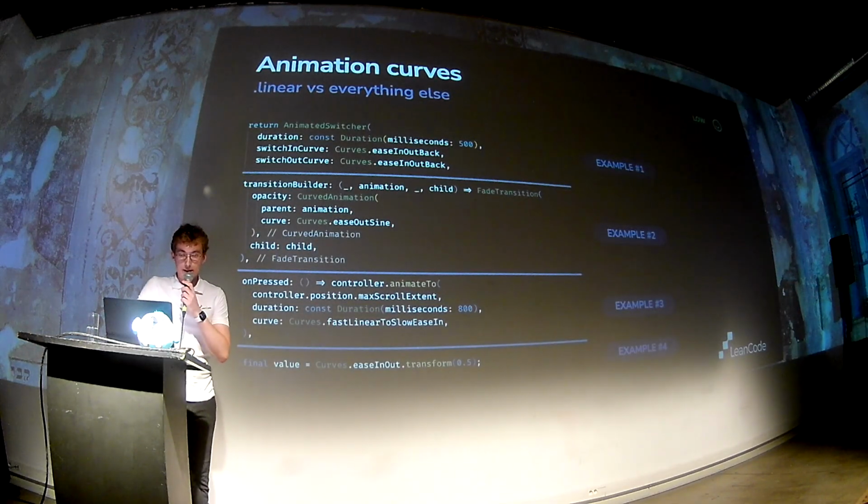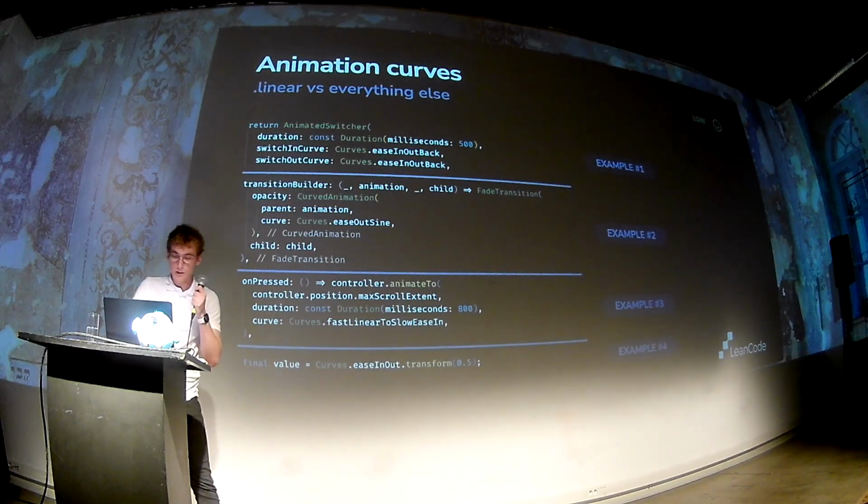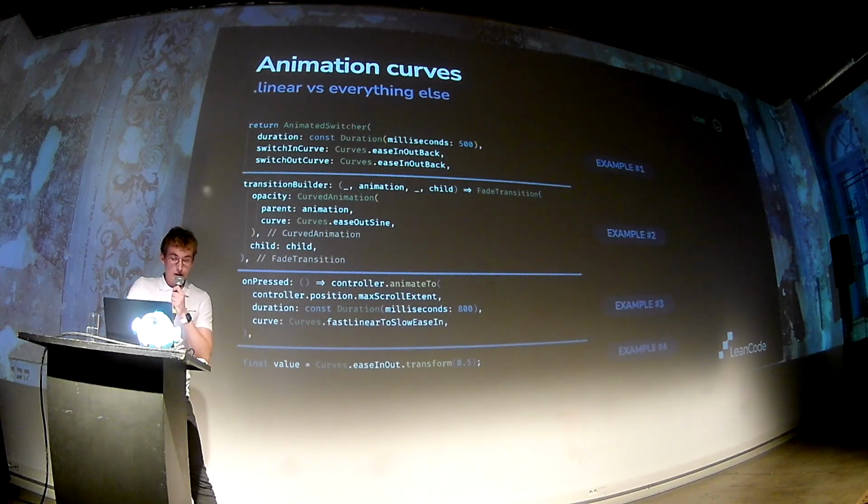The first one is AnimatedSwitcher, which animates between widgets. There is also transitionBuilder. This one is from a dialog. And next I have an example from ScrollController. It accepts a curve when using the animateTo method. And the last one may be useful when you are working on custom widgets. You can call transform on the curve to get its value.